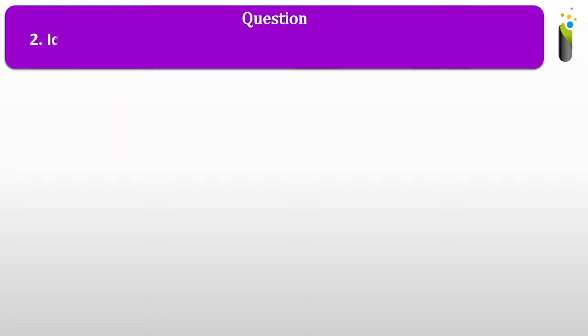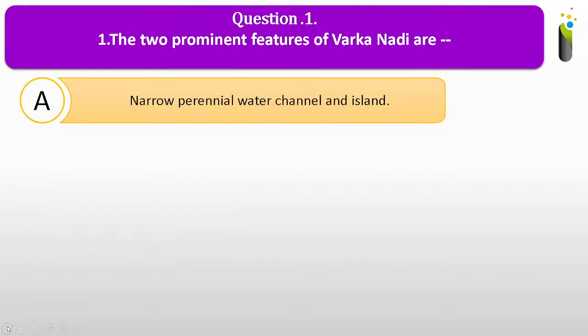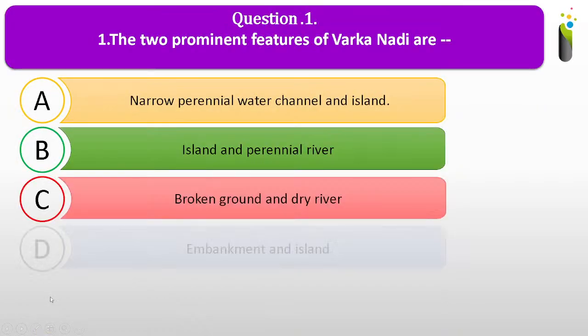Okay, we go ahead with question number 2. Identify the black line parallel to the district road near Hanyavada. I will show you the picture once again. See this properly once again so that we can go to question number 2. Identify the black line parallel to the district road near Hanyavada.